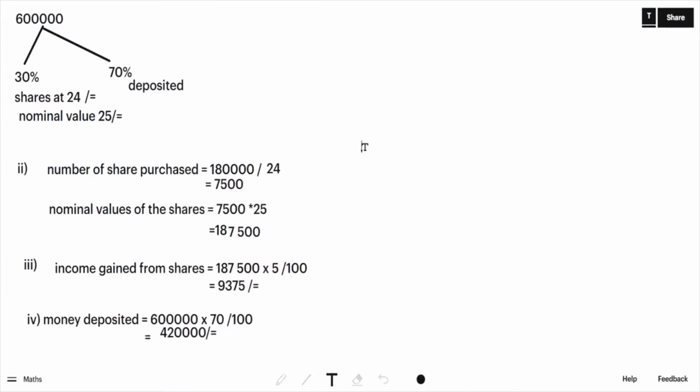For that, we have two ways to do it. First, let's see the way I think we should do in the exams. First, we should find the money at the end of the first year.